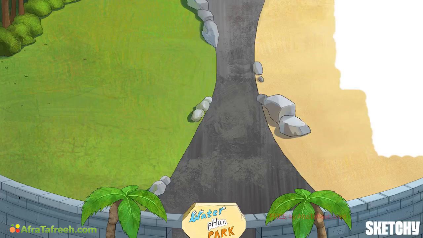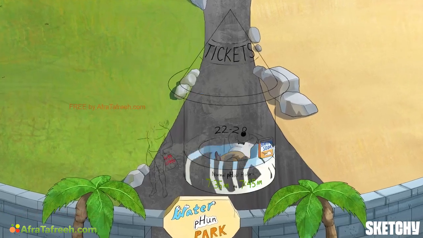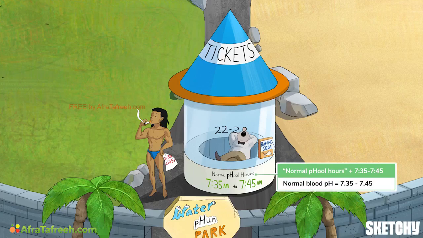But first, let's test the waters by looking at normal values for blood pH, plasma bicarbonate, and partial pressure of carbon dioxide. Under normal physiologic conditions, the lungs and kidneys do a great job of maintaining the pH of blood within a normal range of 7.35 to 7.45. And it just so happens that the normal pool hours here at the park are 7:35 to 7:45. Oddly specific, but it gets the point across.